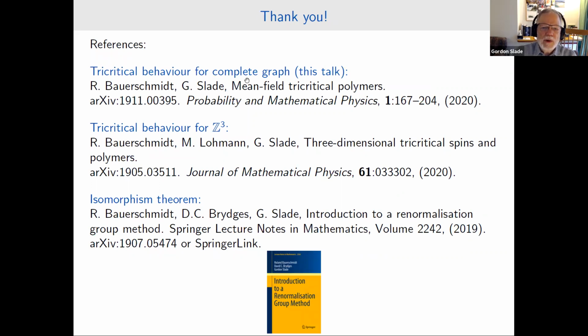So the tricritical paper for the complete graph, which is what I was mainly talking about, appeared in this new journal, Probability in Mathematical Physics, last year. The Z3 work is in the Journal of Mathematical Physics from last year. And if you're interested in the isomorphism theorem, I recommend chapter 11 of this book, which you don't need to read the first 10 chapters in order to read chapter 11. So I thank you for your attention. And if there are any questions, I'd be happy to discuss.